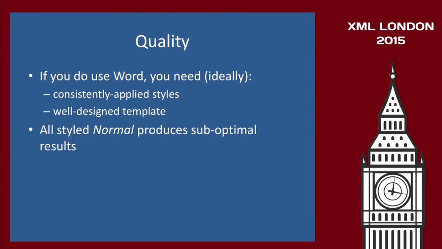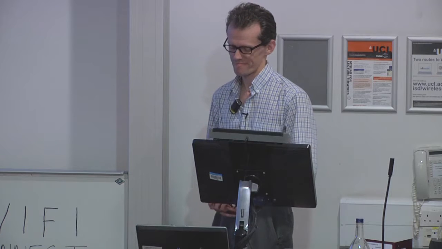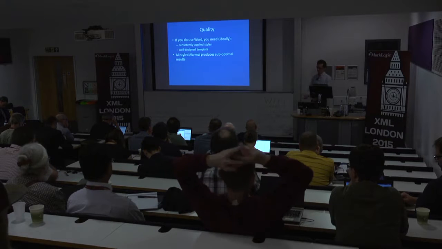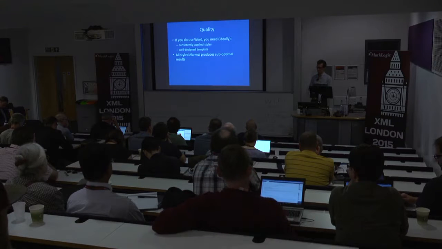If you want to generate high quality markup coming from Word, then you probably need two things in place at least. You need consistently applied styles, and it also helps if you have a well-designed template, because you can get some of the way like this, but everything styled in the default style probably isn't going to produce optimal results. Basically, you're going to want to infer structure from named styles.